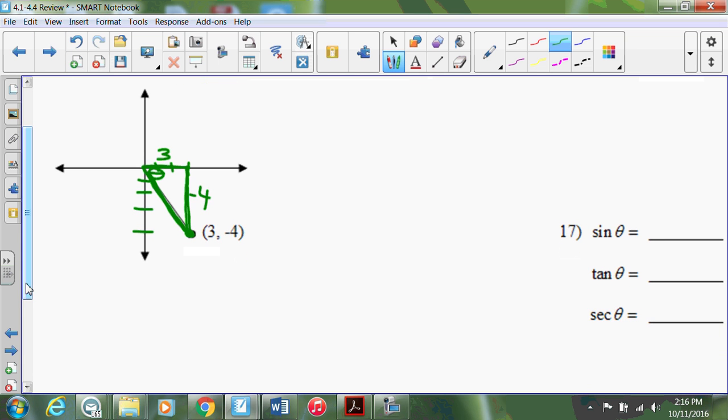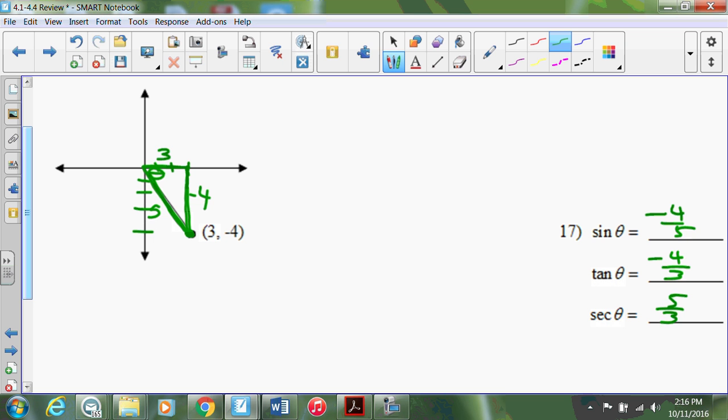Sine is going to be opposite over, oh, we got 3, 4, 5, so we're going to put a 5. But you're kind of like, wait, is 5 positive? So let's see if it will work. Sine is opposite over hypotenuse, which is negative 4 over 5. Tan is opposite over adjacent, which is negative 4/3. And cosine would be adjacent over hypotenuse, and secant would be the flip. So that would be 5 over 3.